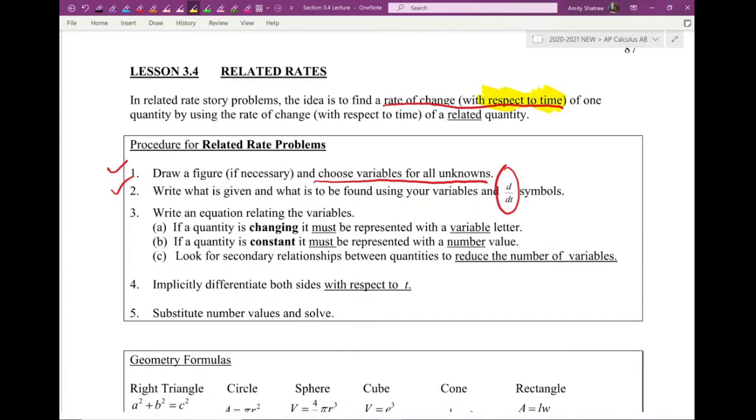So writing an equation relating the variables, if we are noticing that something will be changing, we use a variable letter. But if we have a quantity that is constant, let's use a number and look for secondary relationships between quantities to reduce the number of variables. This one will be super important. You need to do it almost every time, okay? And it's essential for you because you don't want to take the derivative of something that doesn't need to have a derivative be taken. All right, implicitly differentiate both sides with respect to t is where we're actually going to start with this very first problem, okay?